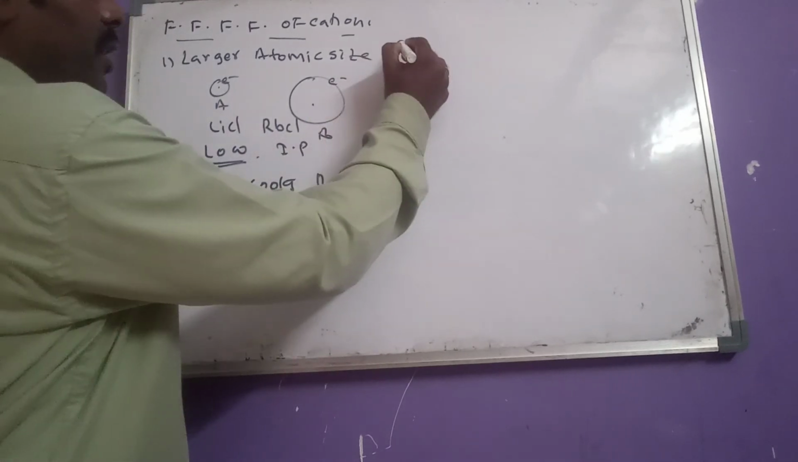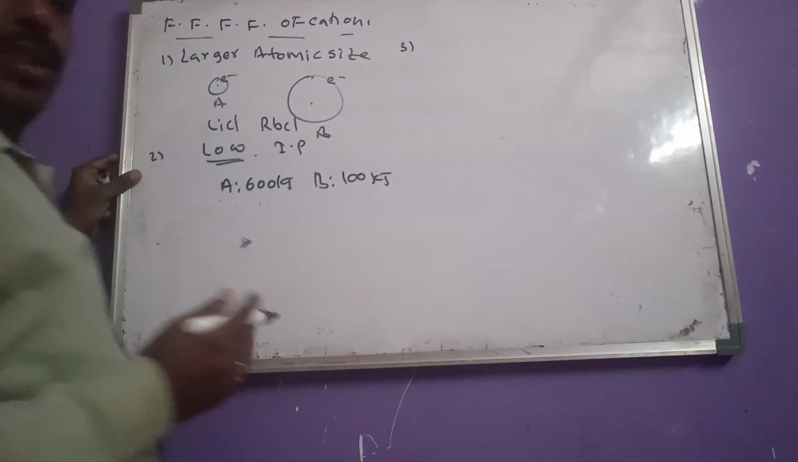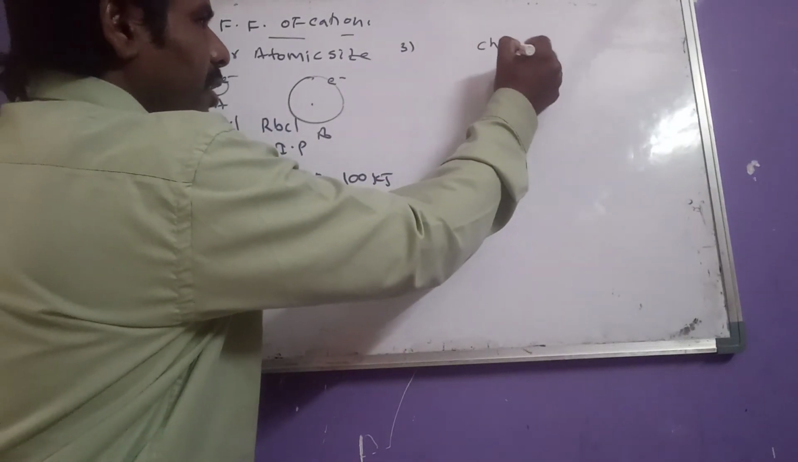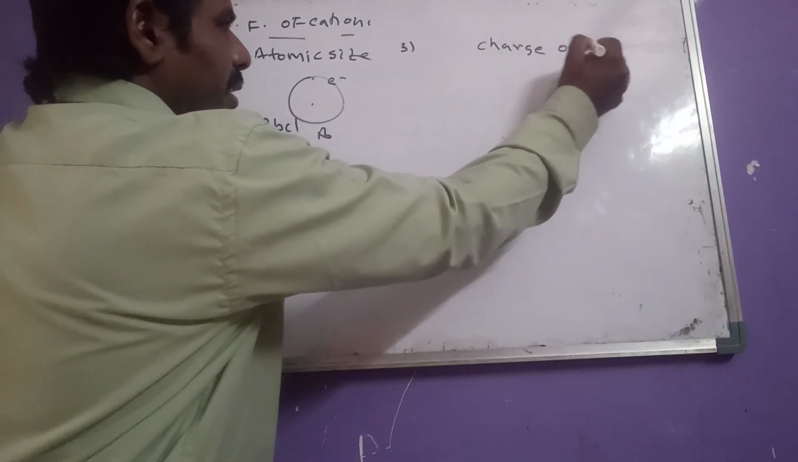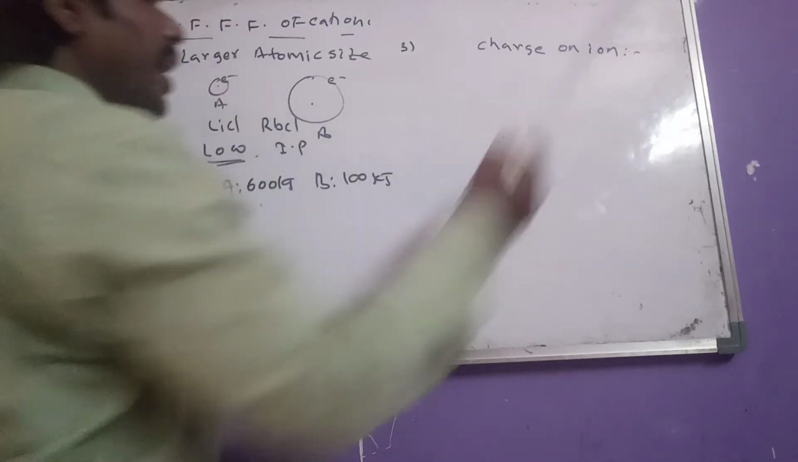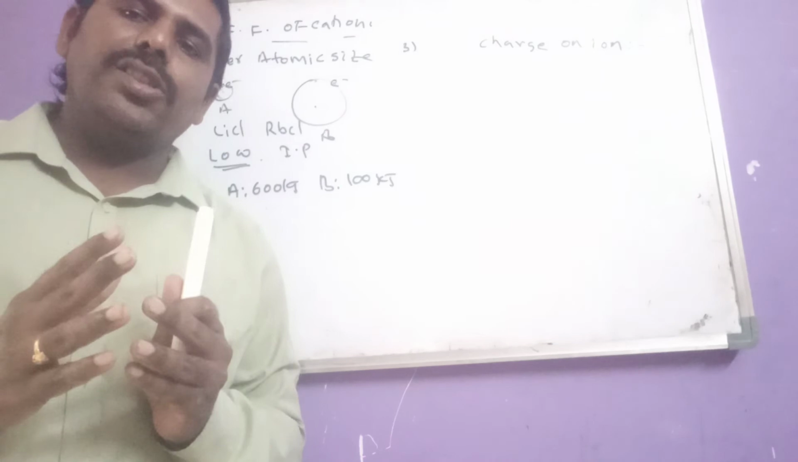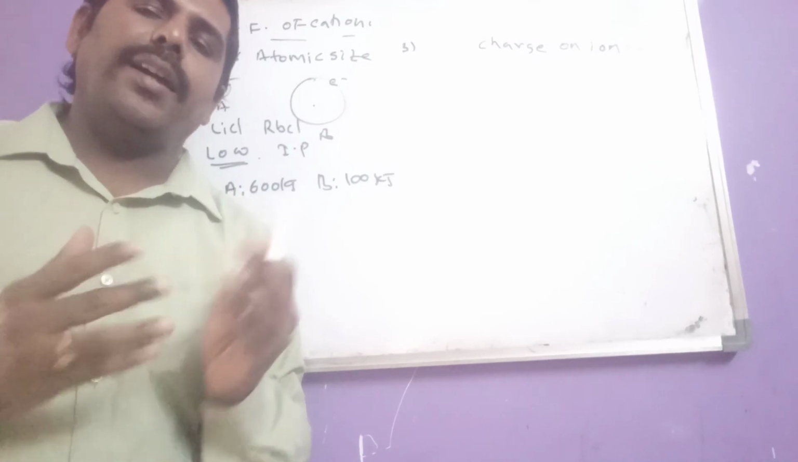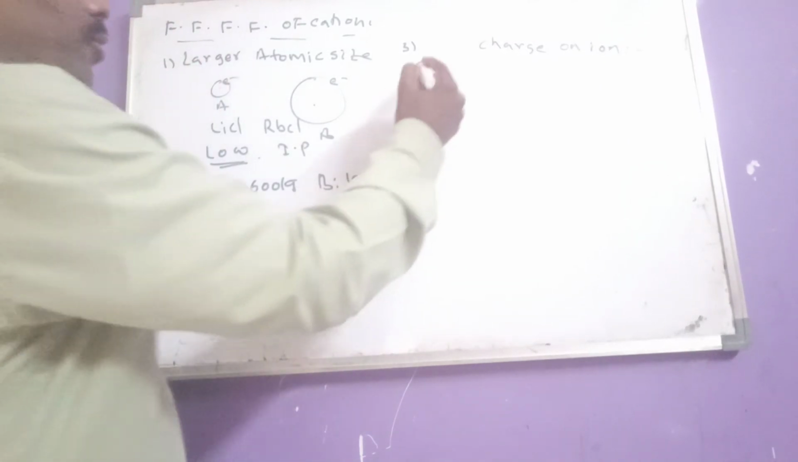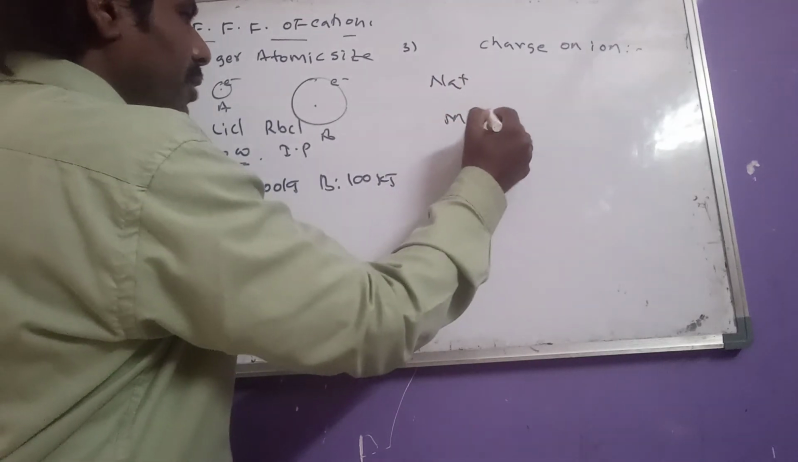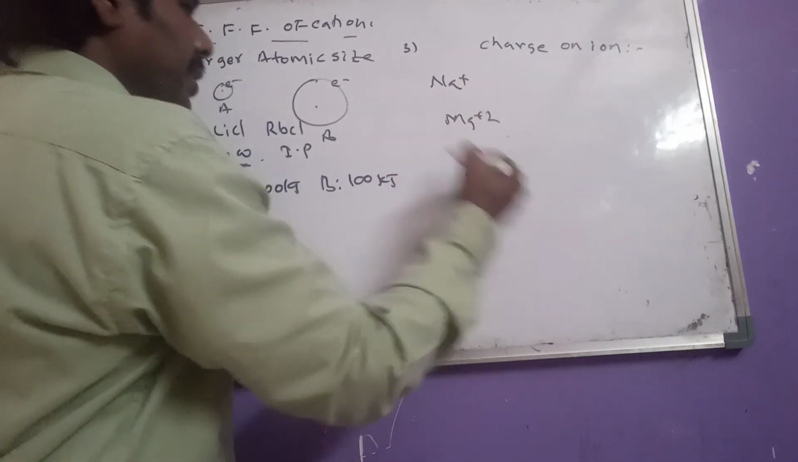And come to the third favorable factor. What is the third favorable factor? Regarding charge. Which charge should be present on the cation? That means high charge or less charge should be present on the ion. Let us see the example here: Na+, Mg+2 and Al+3.